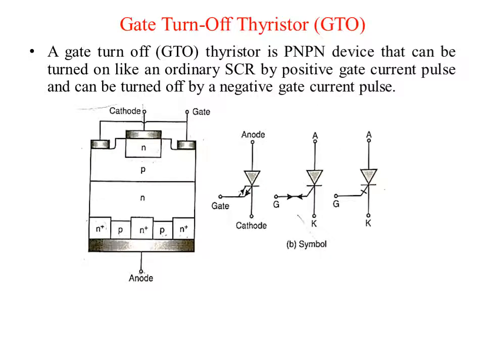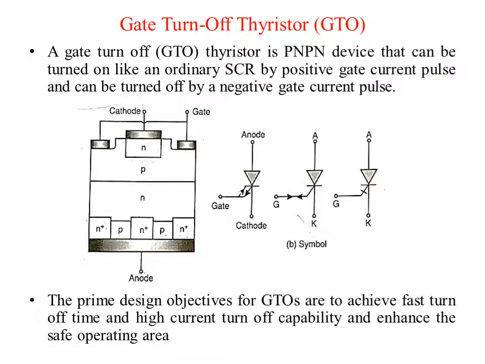Figure A shows the structure of gate turn off thyristors, and figure B shows the symbol to be represented for GTO. The prime objective of GTO, that is gate turn off thyristor, is to achieve fast turn off time and high current turn off capability to enhance the safe operating area.